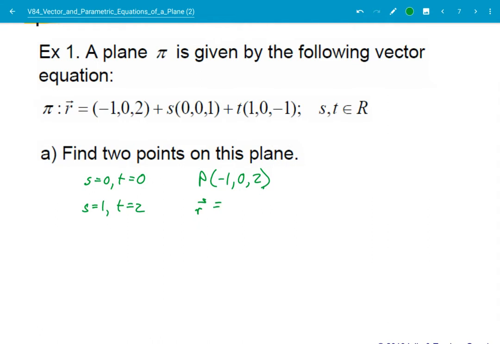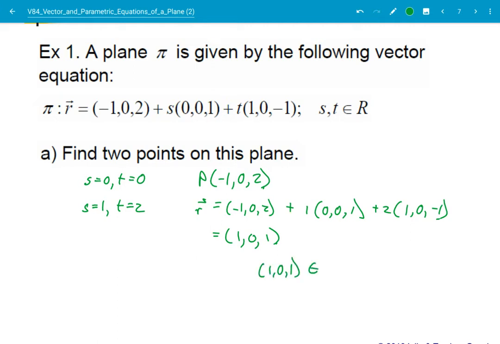R would be equal to -1, 0, 2 plus 1, 0, 0, 1 plus 2, 1, 0, -1. And that gives us 1, 0, 1. So 1, 0, 1 would be on the plane. Okay.